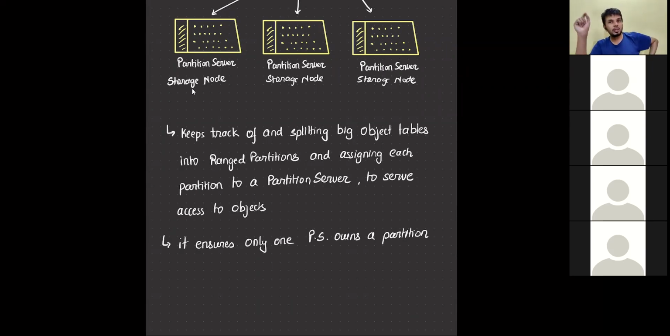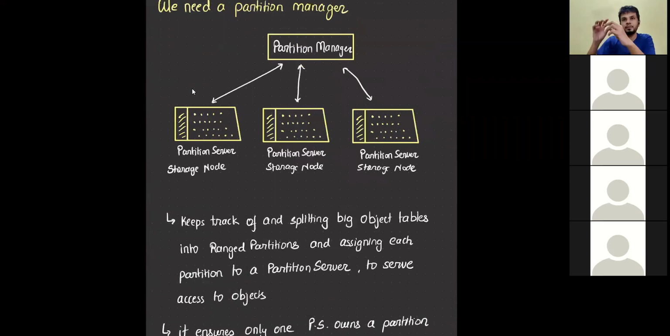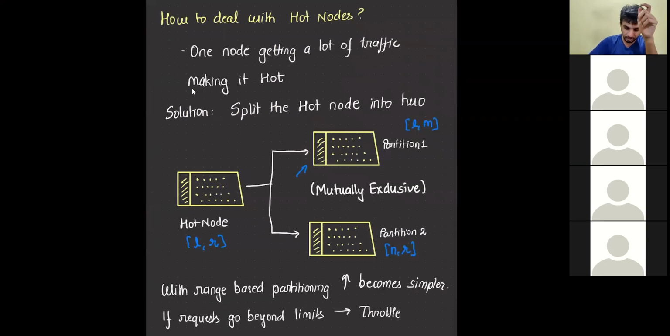The partition manager would also ensure that only one partition server owns an actual partition. This was the partition server we talked about, which had a storage layer and an API layer. What it has to ensure is that one range is held by just one partition server. It should not be the case that two partition servers are responsible for the L to M range. Only one should be responsible, because the writes and reads will all go to this one place.